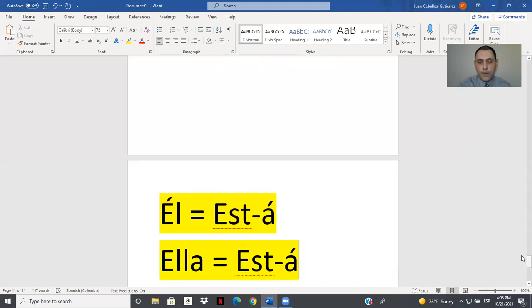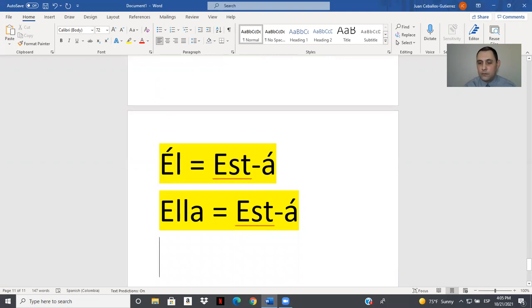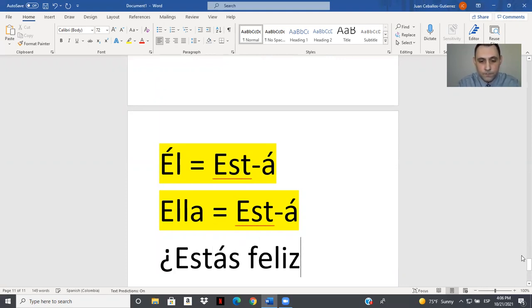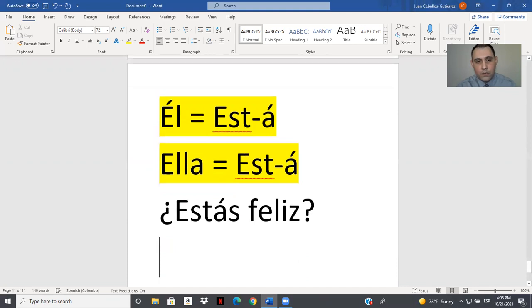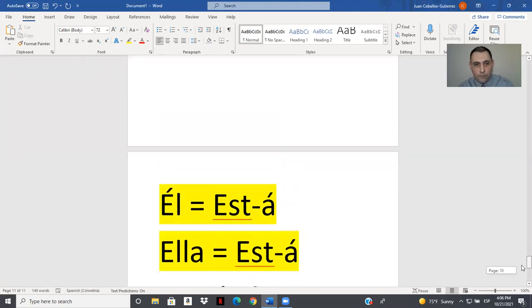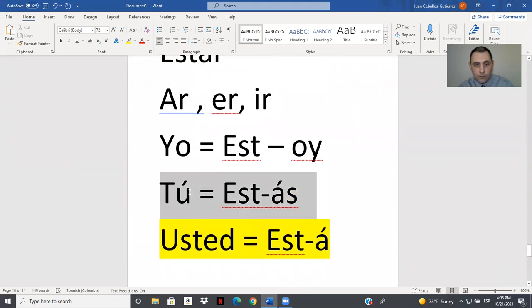because in Spanish it's very common to omit the subject in a sentence. For example, if I'm going to ask you, are you happy? In Spanish, I can say: estás feliz. That's how it is in Spanish, estás feliz. In this case, let's look at the conjugation of this verb. What is the conjugation of this verb here? Let's go up and we will see it is this one. You see?